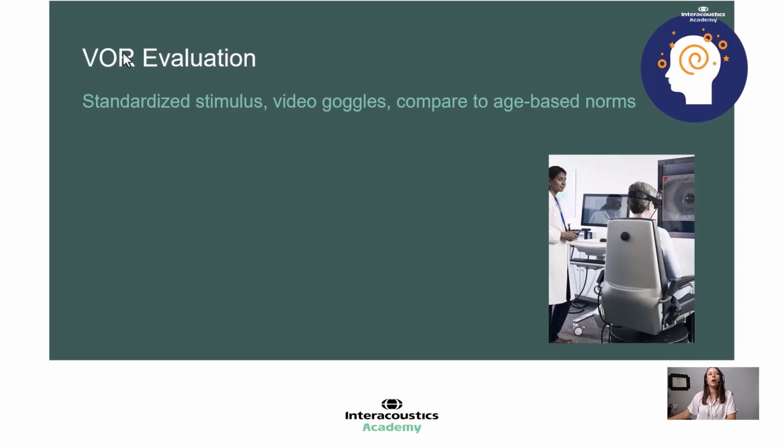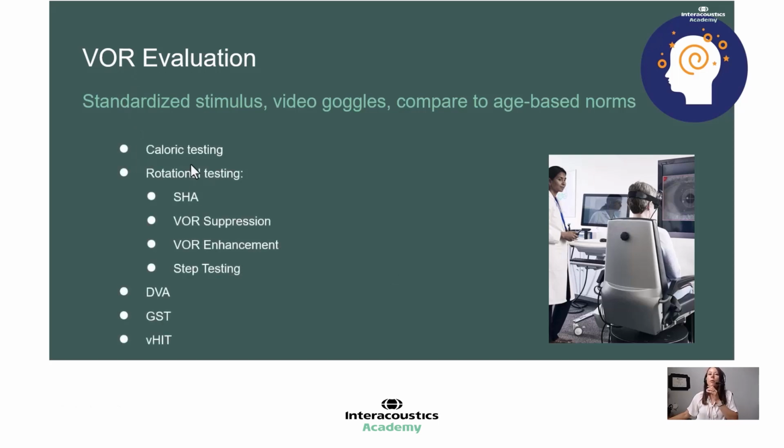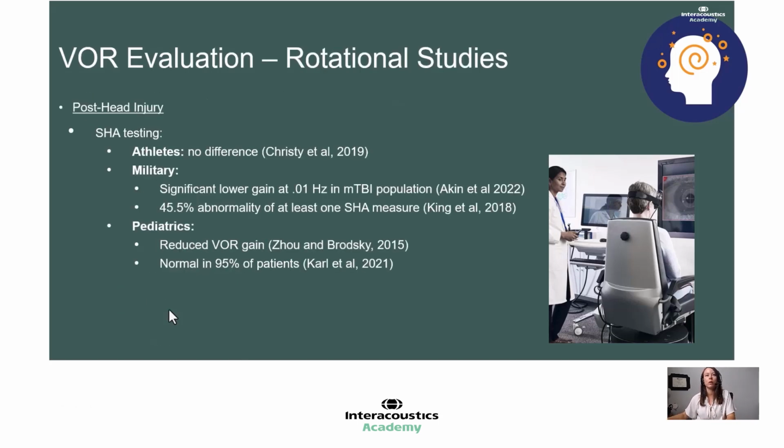Looking at the vestibular ocular reflex, there's a lot of different things that audiologists can do in order to evaluate the VOR. Everything from caloric testing, rotary chair testing, dynamic visual acuity, gaze stabilization, and also video head impulse testing. And this spans an entire spectrum of speeds of the VOR, which we know evaluating multiple speeds is really important. In the post-head injury literature, it's mainly been focused on rotational chair testing and then also those high-frequency VOR tests.